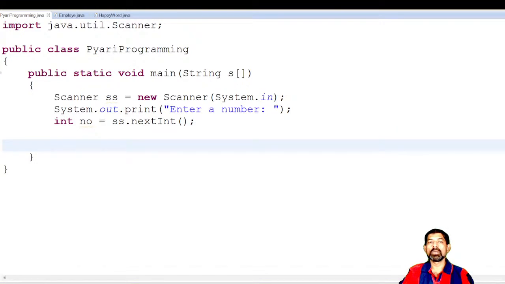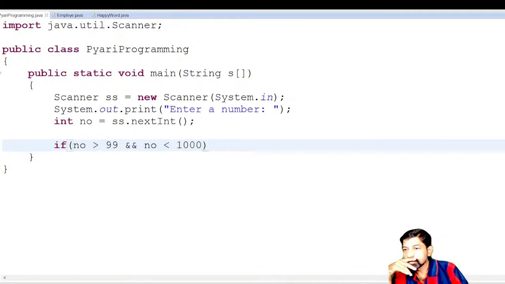Is it clear? So we can write if the number is greater than or equal to 100, or simply we can say greater than 99 is your 3-digit, and number is less than 1000, we can write less than 1000.